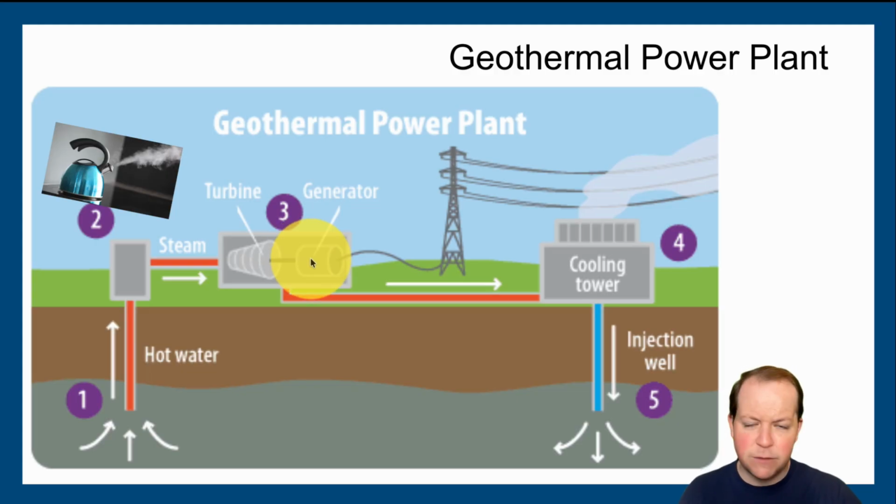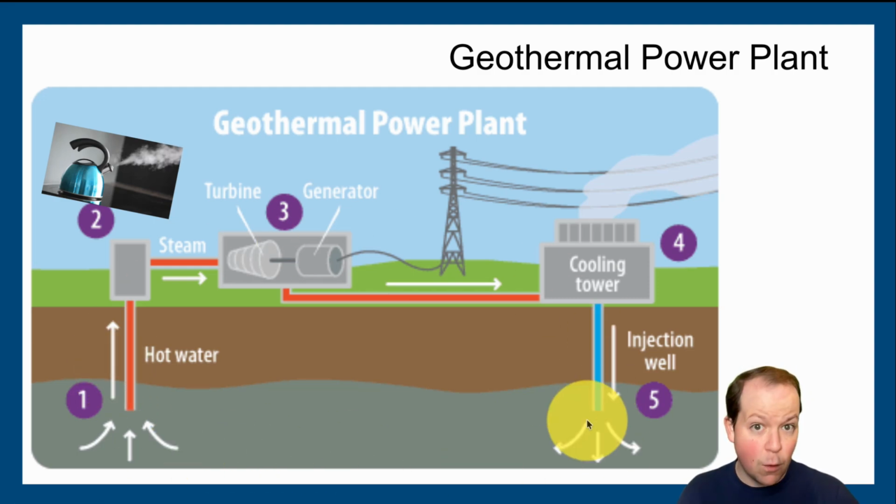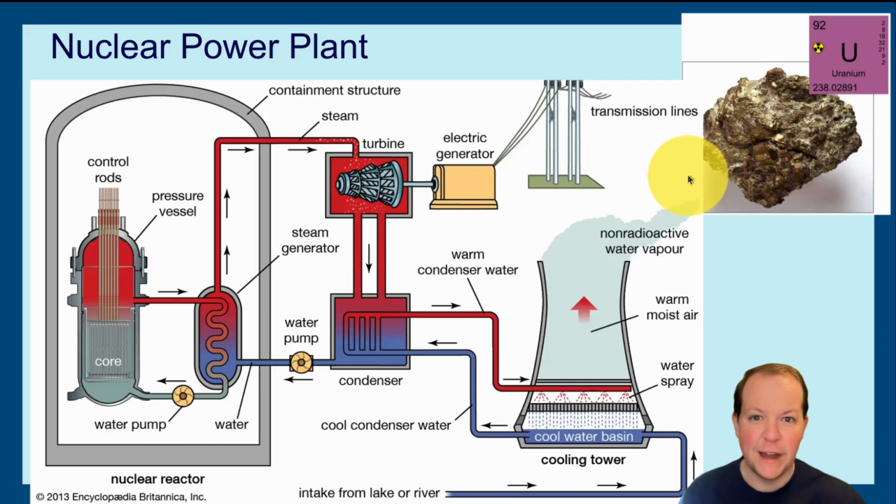Moving wires around magnets make an electric field. Electric field moves electrons, okay? Then that water will cool back down, we'll put it back into the Earth, and that process can repeat over and over and over again. Okay, everybody, nuclear power plants.